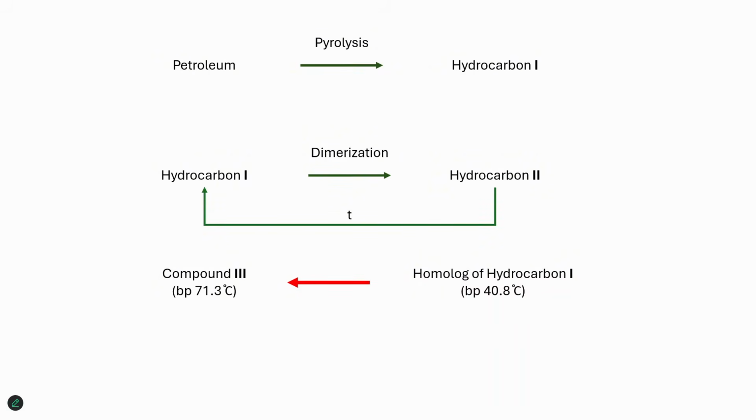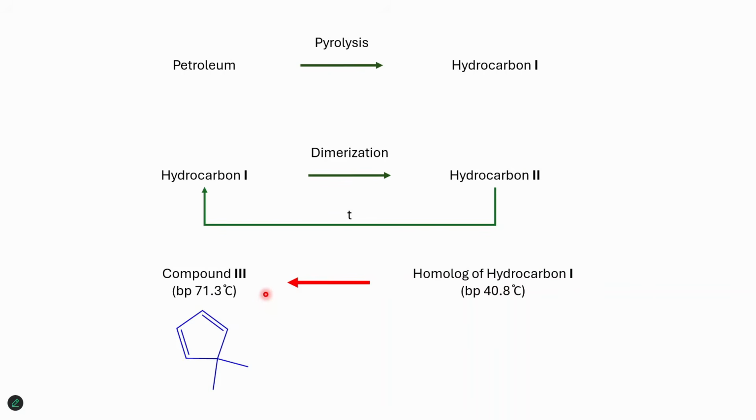Let's get started. Now we have a structure for compound 3, and if we number from here 1, 2, 3, 4, 5, it's 5,5-dimethylcyclopenta-1,3-diene. That's the IUPAC name for this compound.